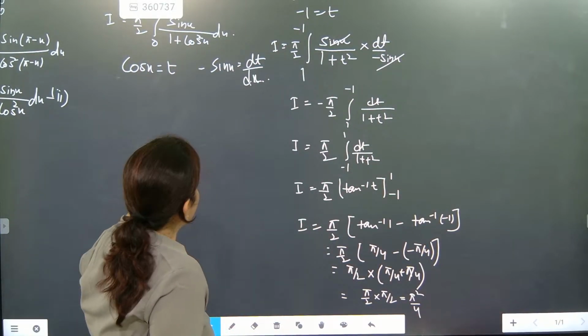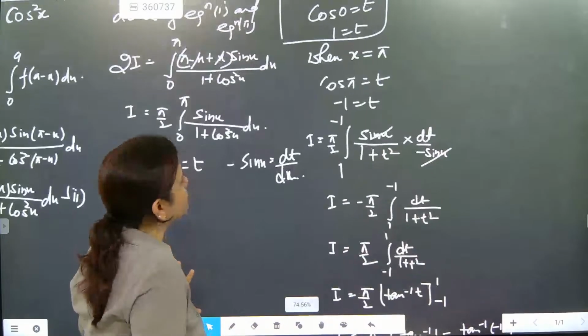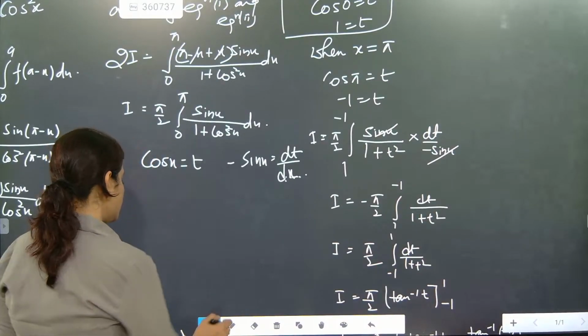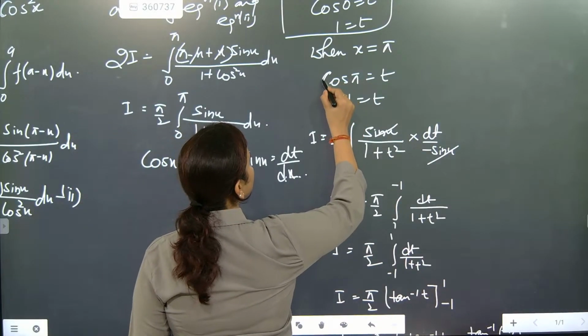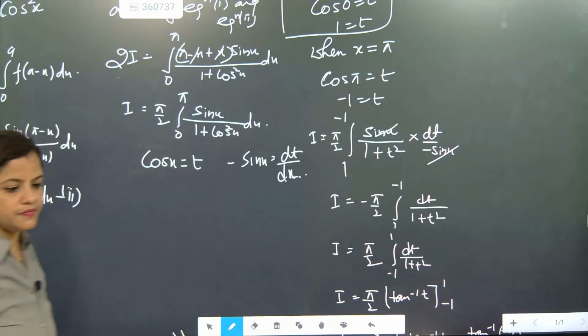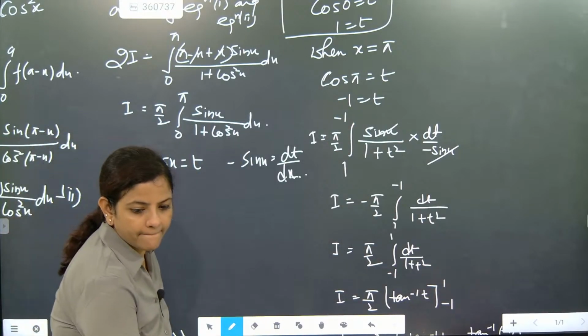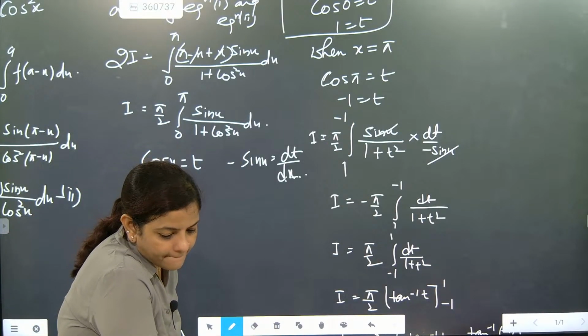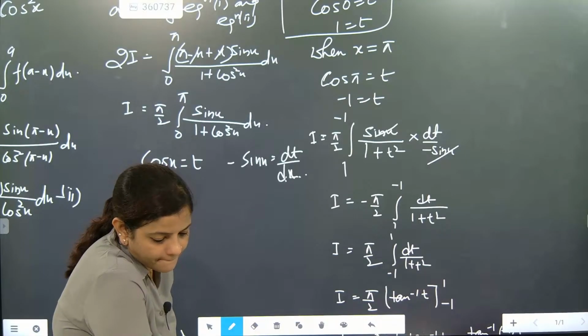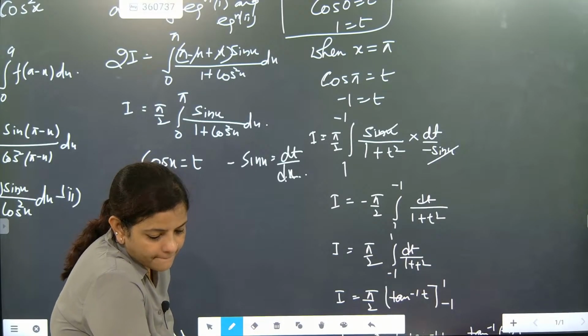Okay, so I only kept it like this. First, one by one, you solve here. This is cos pi. Come on, beta, try once.